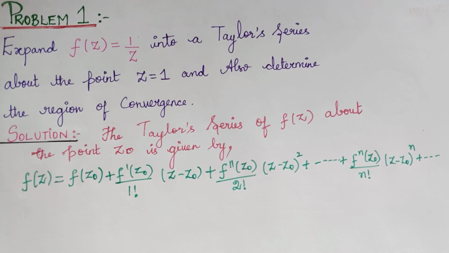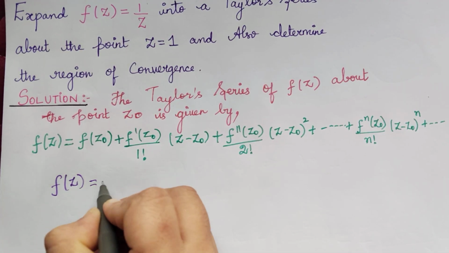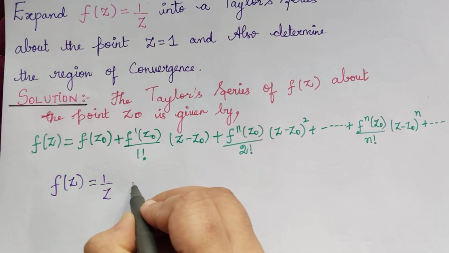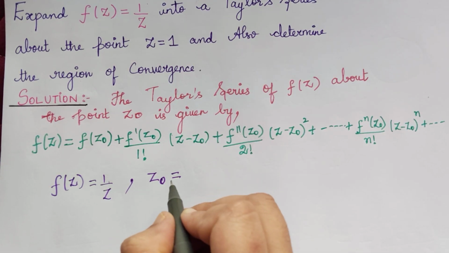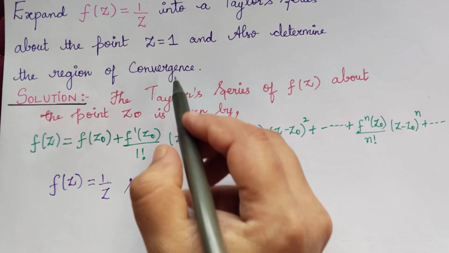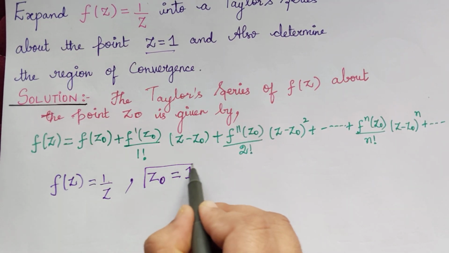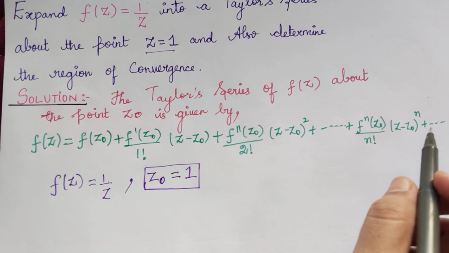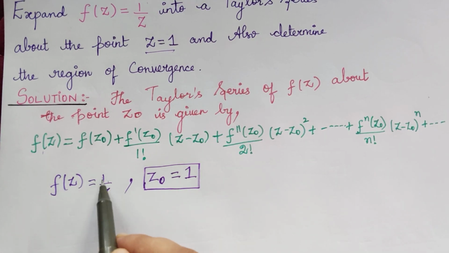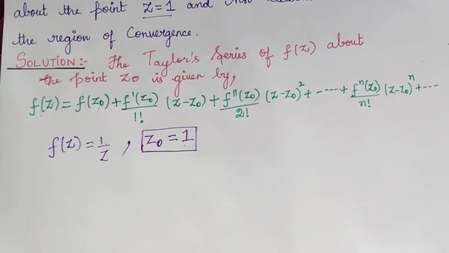Now here in the given question, f of z is given to be equal to 1 by z. And what about z naught? z naught is the point about which we have to find the Taylor series. We have to find about the point z equal to 1. So therefore z naught is equal to 1. Now in order to apply this expansion, we shall substitute f of z as 1 by z and z naught as 1.